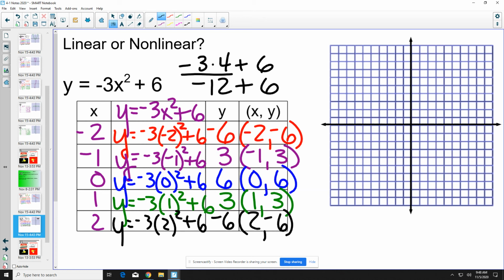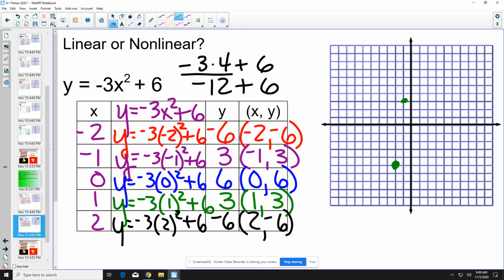All right, if you have not drawn your x and y axis, pause the video now and draw that so you can graph your points. All right, let's graph our first point. Negative 2, negative 6 means go left 2, down 6 because your y value is negative. Negative 1, 3 means go left 1, up 3.